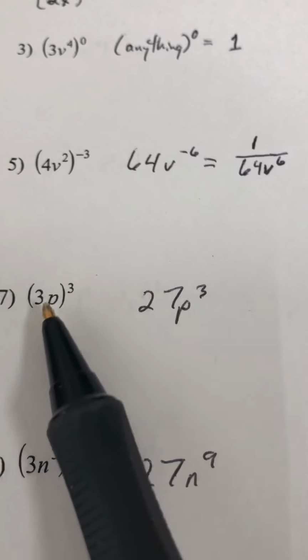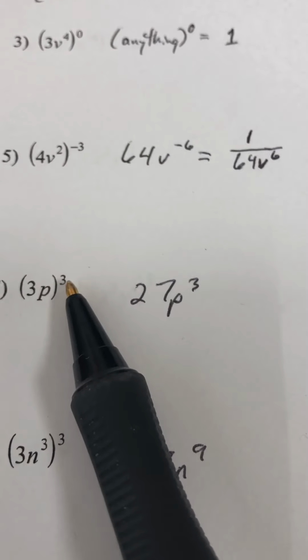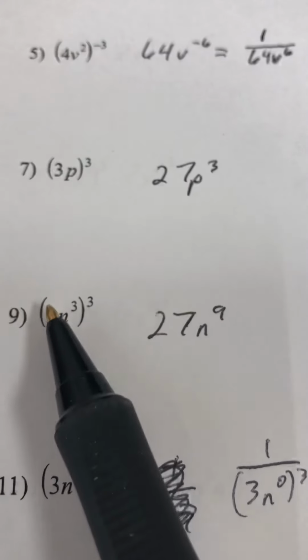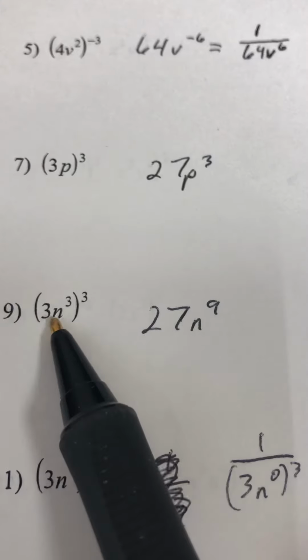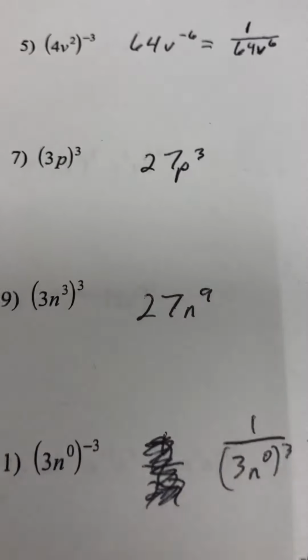This one is just straightforward. 3 to the third power is 27. P to the third power is going to be p to the third power. This one's pretty straightforward also. I'm going to have 27 n to the 9th power. 3 to the third power is 27. And 3 squared is 9.